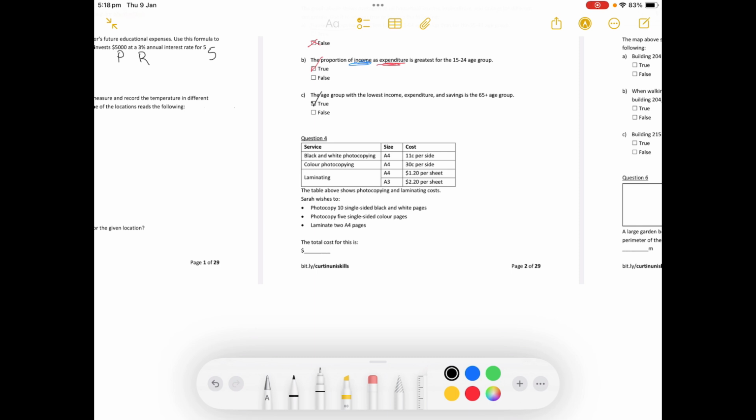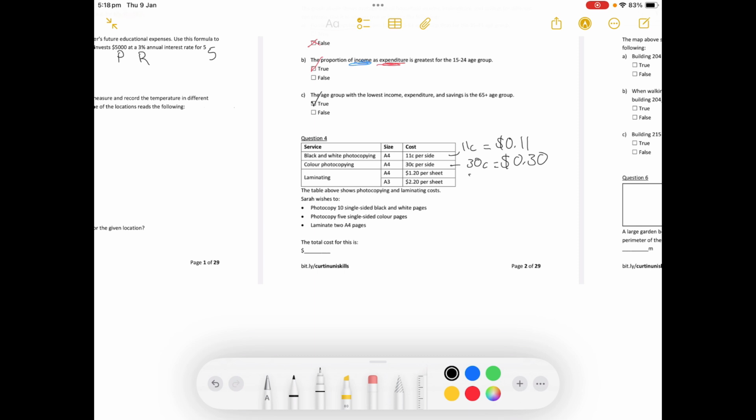So, for 10 single-sided black and white pages, each page is going to be 11 cents. Now, my answer, they've asked for it in dollars, so the first thing I'm going to do is change my 11 cents to $0.11. That way I just keep everything in dollars, I don't have to think about it later. I'm going to do the same for the color photocopying. Right, so 30 cents equals $0.30. Remember, to get from cents to dollars, you need to divide it by 100.